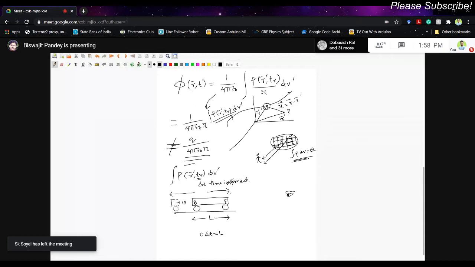Wait, I think I have written something wrong. What I wrote here is not correct. C delta t. First I have to define what delta t is. So delta t is fine. This is wrong. This should be L prime, right? Let us call this L prime, and L prime should be c delta t.